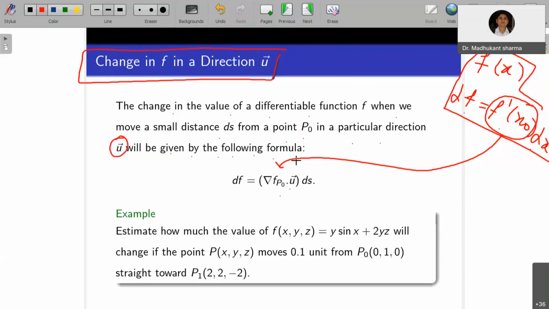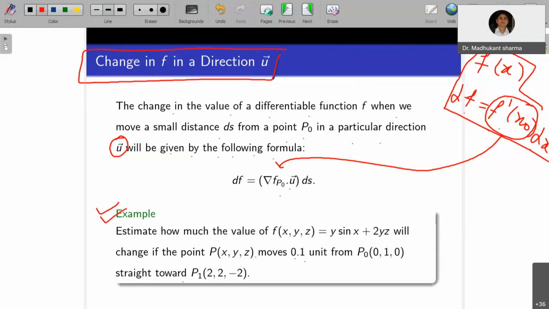That formula is now easy to memorize once you know this. This f dash of x naught is replaced by the directional derivative at P naught in the direction of u. Now it is easy to handle this example. Estimate how much the value of f will change if the point moves 0.1 unit from the point P naught straight toward P1. Okay, so how will you do that?